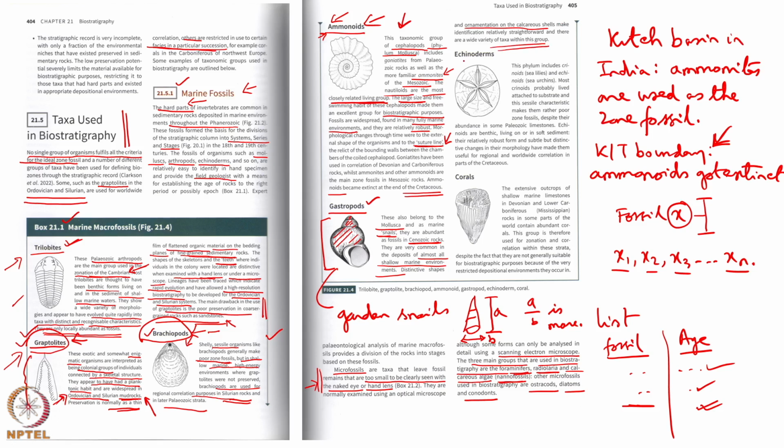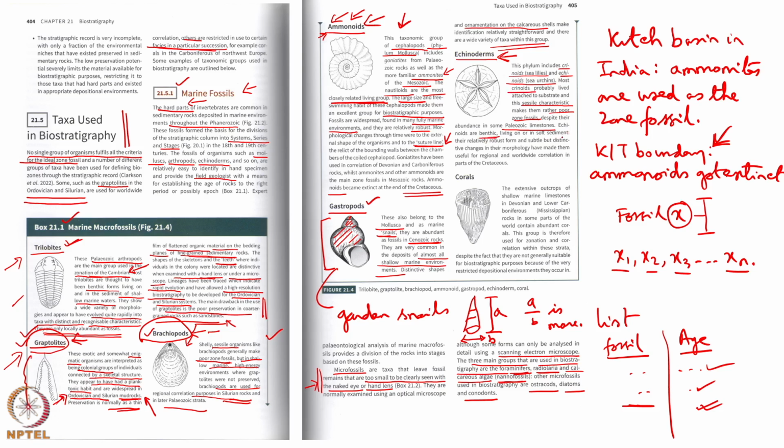Let us look at the echinoderms. This phylum includes the crinoids, sea lilies, and echinoids, also known as sea urchins. Most crinoids probably lived attached to substrata, and this sessile characteristic makes them rather poor zone fossils. Whereas ammonoids were free swimming and widespread, echinoderms were sessile. For that reason, they are poor zone fossils. They are found abundant in some Paleozoic limestone. Echinoids are benthic, whereas the crinoids are sessile.